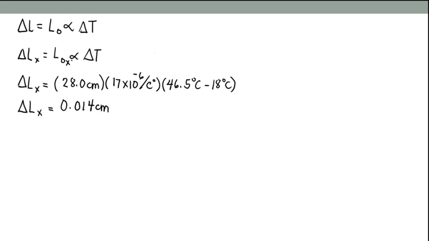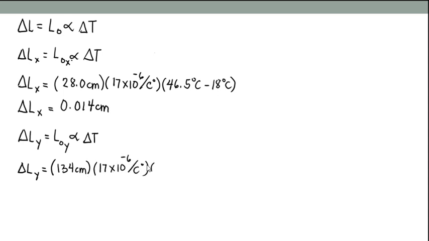Let us compute the change in length along the vertical. That is, delta L sub y is equal to L sub O sub y alpha delta T. By substitution, delta L sub y is equal to the initial length along y, 134 cm, times alpha, which is 17 times 10 raised to negative 6 per Celsius degree, and the change in temperature is 46.5 degrees Celsius minus 18 degrees Celsius. Calculating, the change in length along the vertical is equal to 0.065 cm.